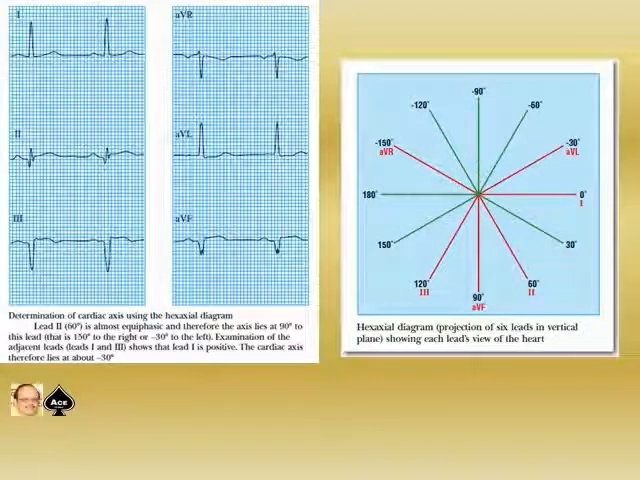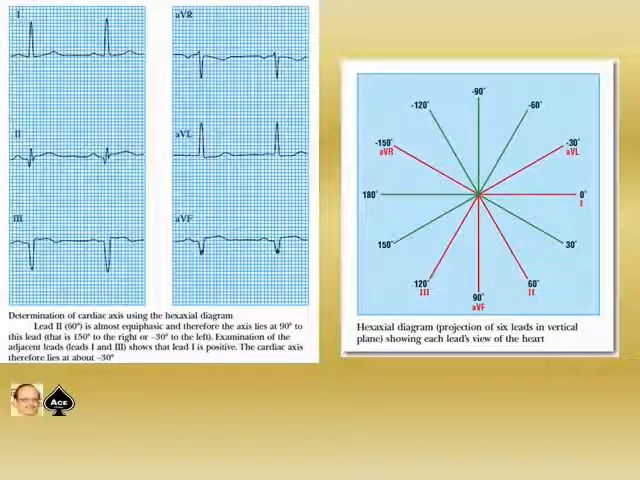So that's a picture showing the x-axial diagram, and you can see that the lead 1 is 0 degree, and the 30 degree corresponds to the negative part of AVR, 60 degree corresponds to the positive part of lead 2, 90 degree corresponds to the positive pole of the AVF, and 120 degree corresponds to the positive pole of lead 3, and the AVL corresponds to the minus 30 degree, the positive pole is there. So by knowing this, you can very well find out the axis.